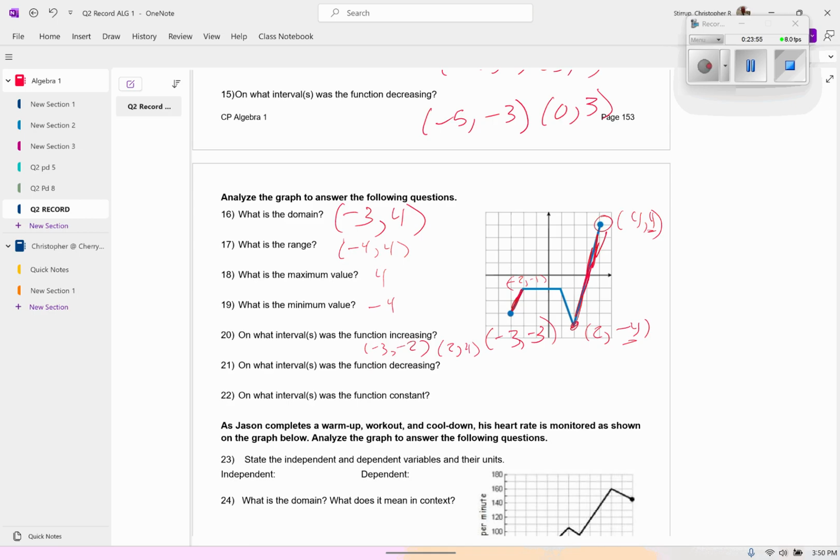Where is it decreasing? It's decreasing right here, so that value there is 1, negative 1. So it's decreasing from 1 to 2. And where's it constant? That means it's a horizontal line, so it's flat like that. So from negative 2 to 1.